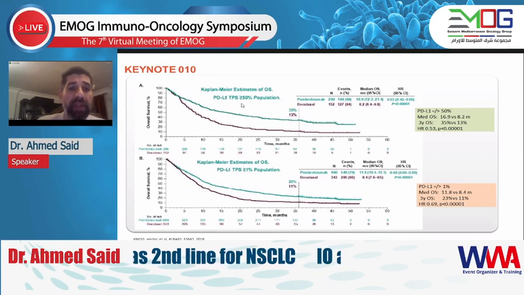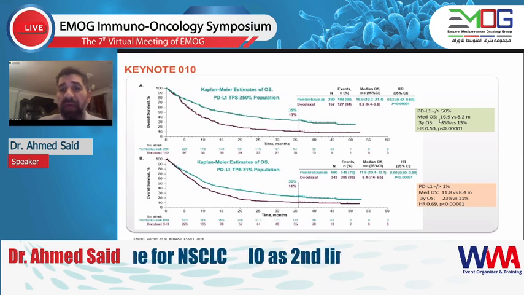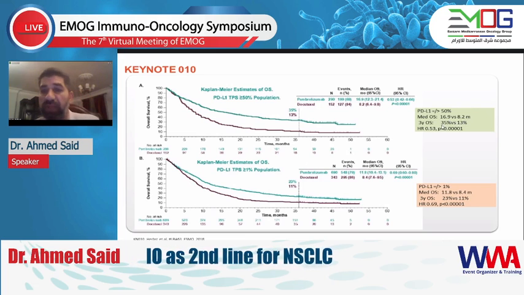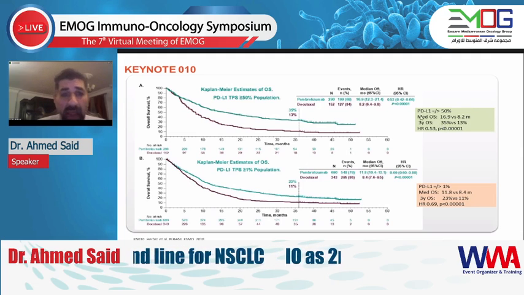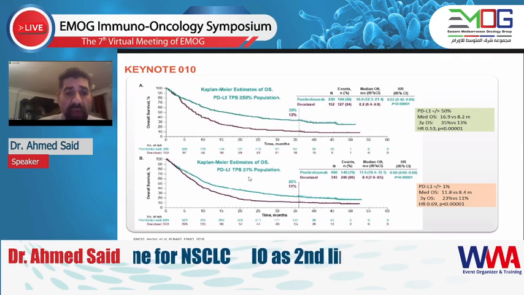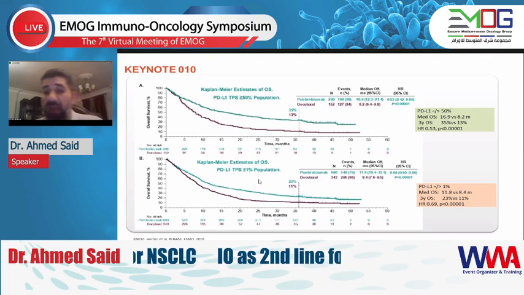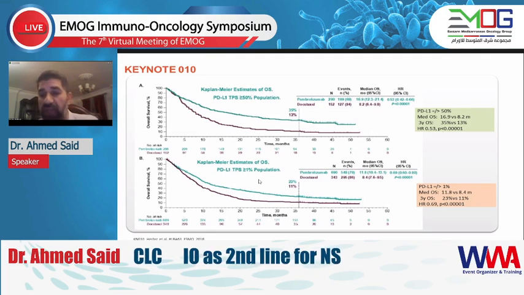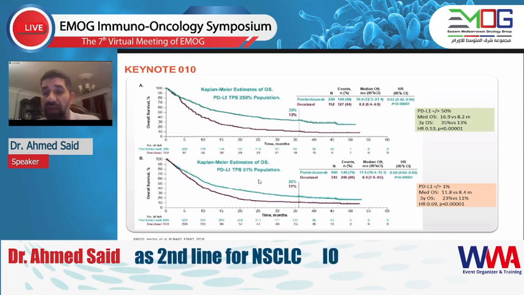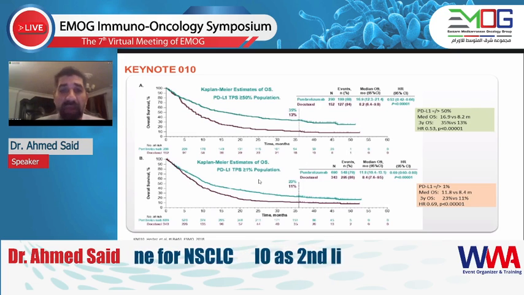For the PD-L1 more than 50% population, you can find a huge difference, with median overall survival of 16.9 versus 8.2 months, and 3-year overall survival of 35% versus 13%, with a hazard ratio of 0.53 and a significant p-value. While in the PD-L1 more than 1% intent-to-treat population, the median overall survival is 11.8 versus 8.4 months in the docetaxel arm, and 3-year overall survival 23% versus 11%, with a hazard ratio of 0.69 with a statistically significant p-value.